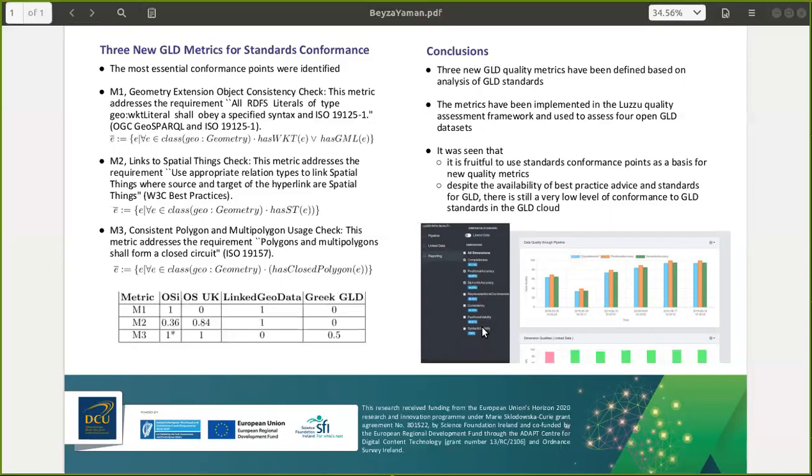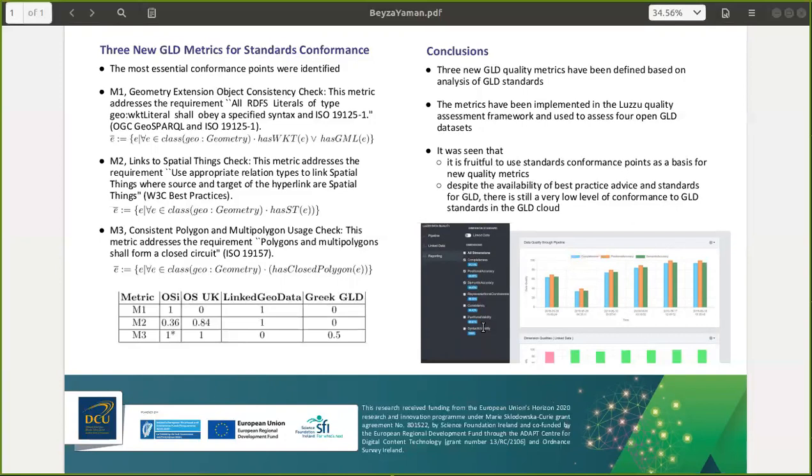The third metric is the consistent polygon and multi-polygon usage check. Polygons are topologically closed structures, thus the starting point and the end point of a polygon should be equal to provide a consistent geometric shape. This metric checks the equality of starting and end points of polygons to see if the loops are closed.